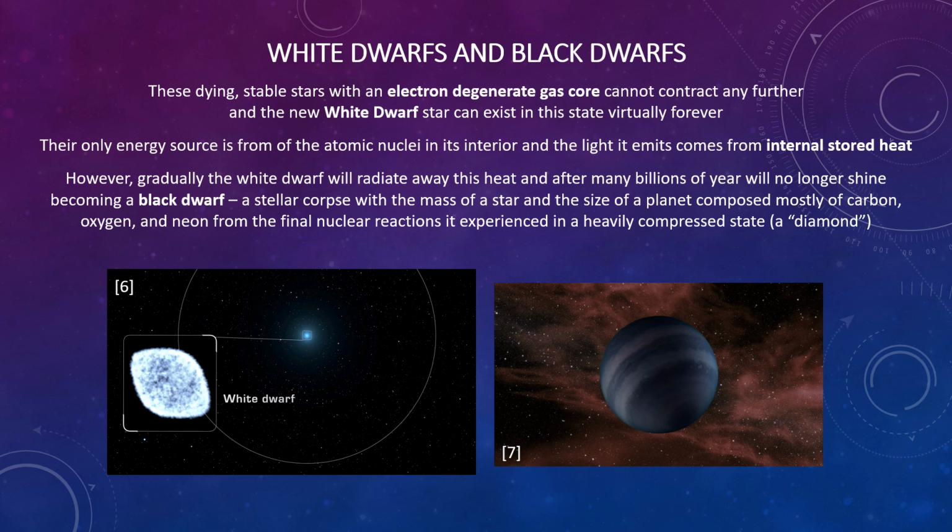This is a stellar corpse that is no longer emitting really any light and is composed mostly of carbon, oxygen, and some neon from final nuclear reactions it experienced, and when it is a black dwarf, it is essentially a cold diamond. However, there are no black dwarfs yet because the time that it would take to radiate all that energy away is much longer than the current age of the universe. So this is just a hypothetical final stage. Right now, all white dwarfs are still white dwarfs. They have not radiated their energy away to become black dwarfs yet.